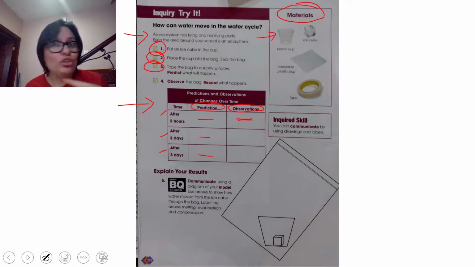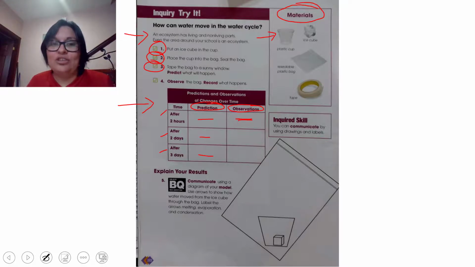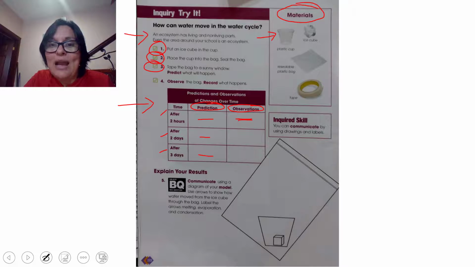Wednesday, not tomorrow, on Wednesday, you are going again to see your bag after 2 days. So if today is Monday, Tuesday, so on Wednesday, you are going to see in the very morning, like 9 in the morning, what happens with the bag. And you are going to write the observations in here.